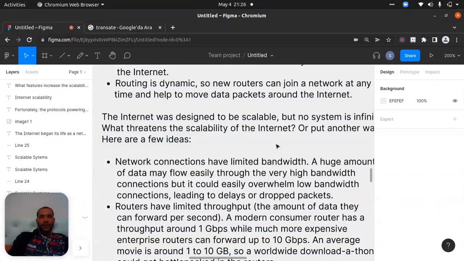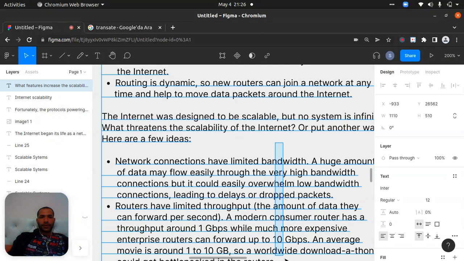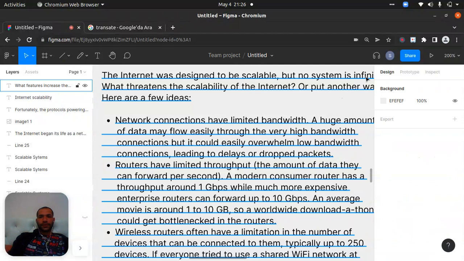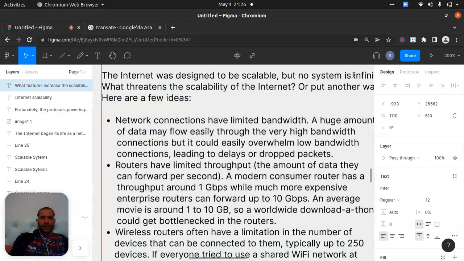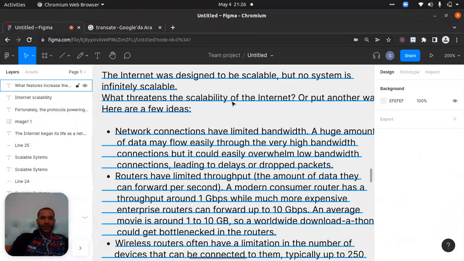The internet was designed to be scalable, but no system is infinitely scalable.